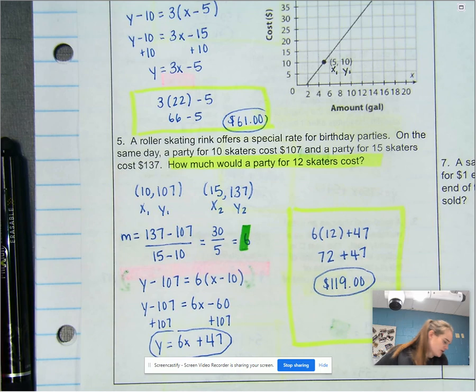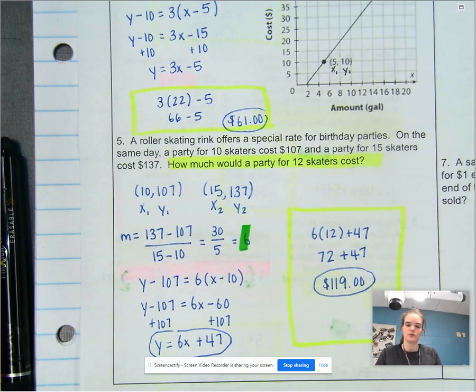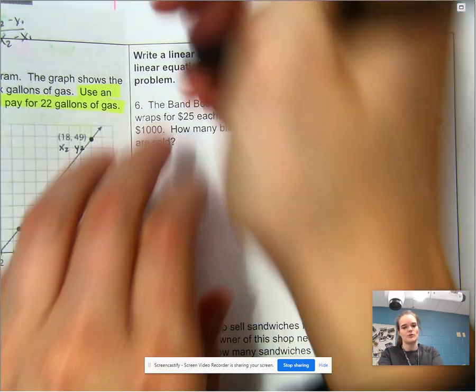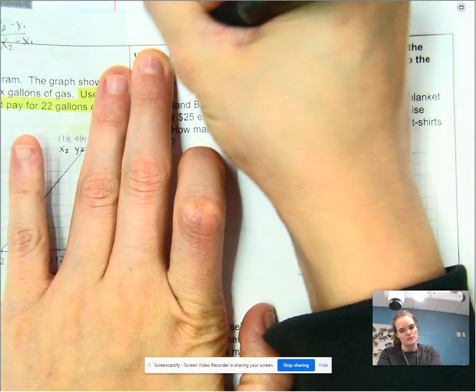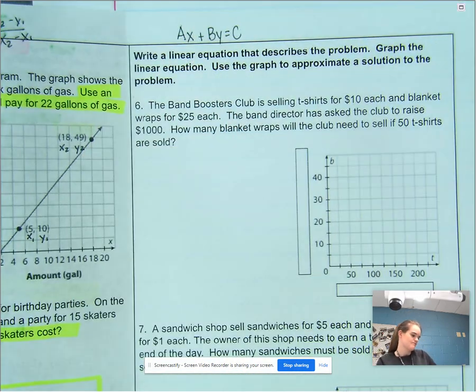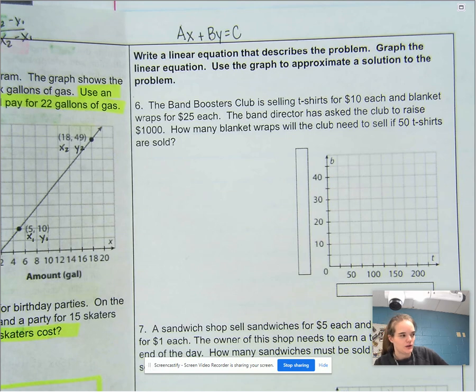All right, last thing we're going to do is some more word problems, but we're going to put them in standard form. So we did slope-intercept, point-slope. Now we're going to do standard. We're going to write standard form above that as well. Here's standard form. Standard form is Ax plus By equals C. Okay? We will be doing things based on their intercepts in standard form because that's easier.